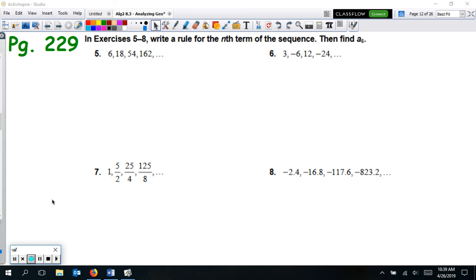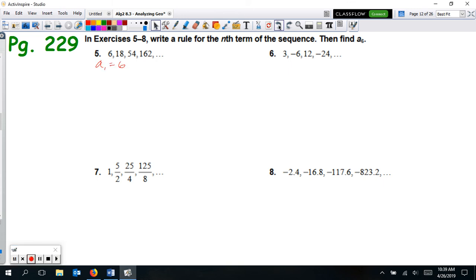Okay, 5 through 8 says write the rule for the nth term of the sequence, then find a of 6. That would be the 6th term. So starting with just writing the rule, we're going to need to know again that formula, so we have to plug it into the formula, so keep that there in your mind about what the formula is. And then we're going to say what is our first term and what is our common ratio, the two things we need to know.